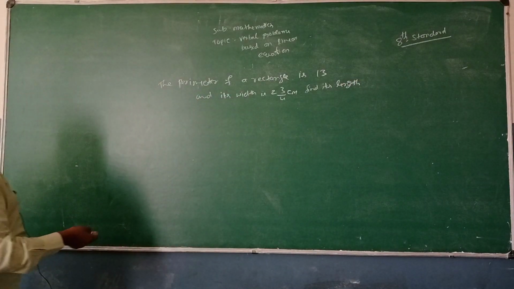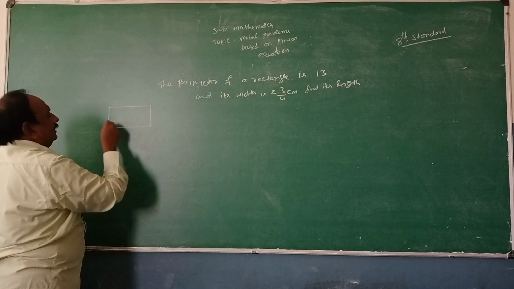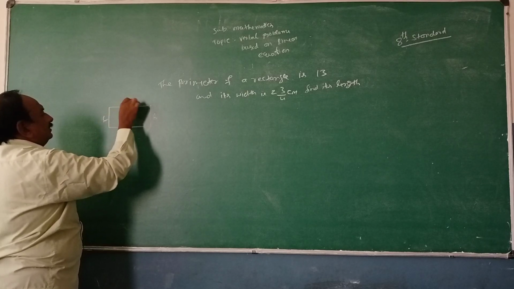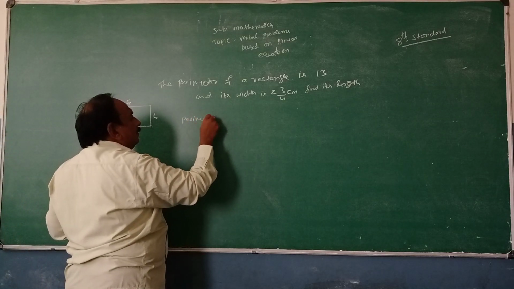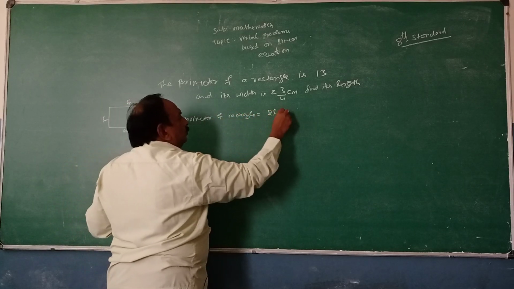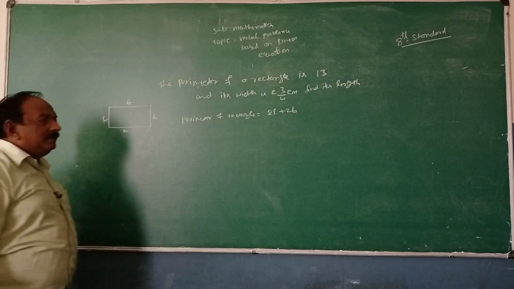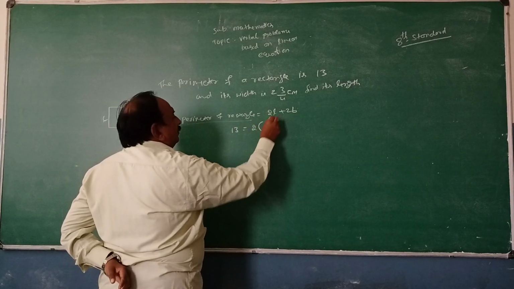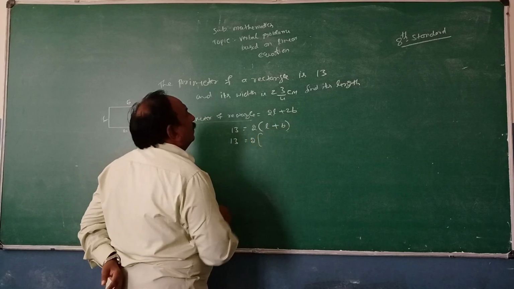The perimeter of the rectangle. This is the rectangle. It has how many lengths and how many breadths? This is the length of the rectangle. This is the breadth of the rectangle. Perimeter of the rectangle is equal to 2 length plus 2 breadth. That is, perimeter of the rectangle is 13 by 2. 2 is the common factor, L plus B. 13 by 2 is equal to 2 into L plus B.